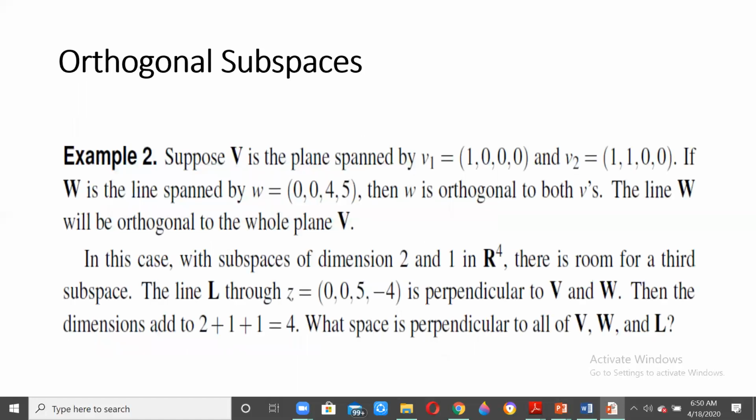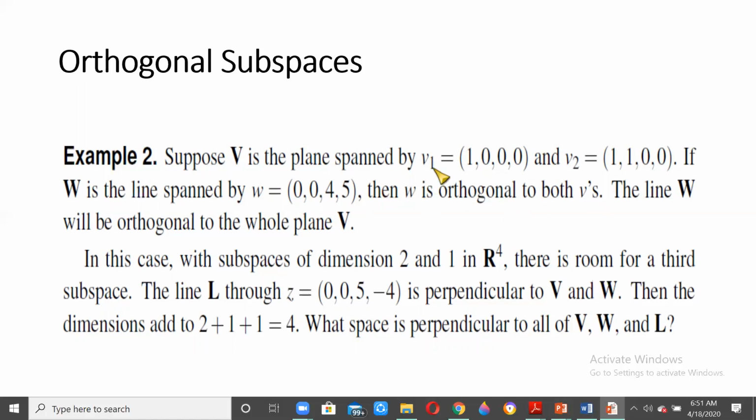So let us consider an example of the orthogonal subspace. If we have a vector space V, which is a plane spanned by v1 equal to (1, 0, 0, 0) and v2 equal to (1, 1, 0, 0), and another vector space W, which is a line spanned by w equal to (0, 0, 4, 5), then W is orthogonal to both of the V's.